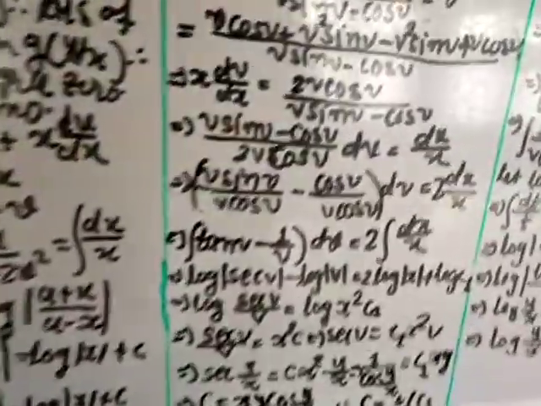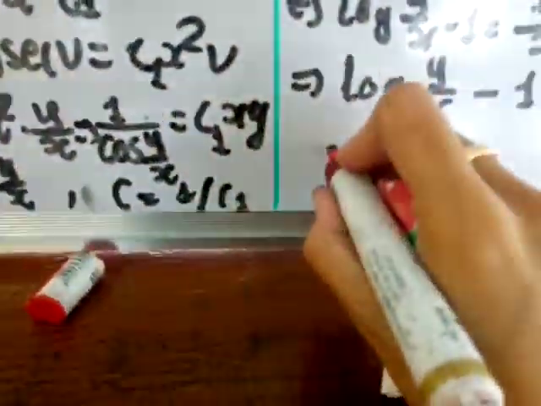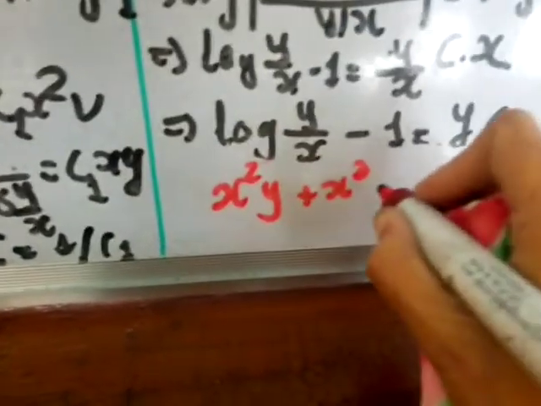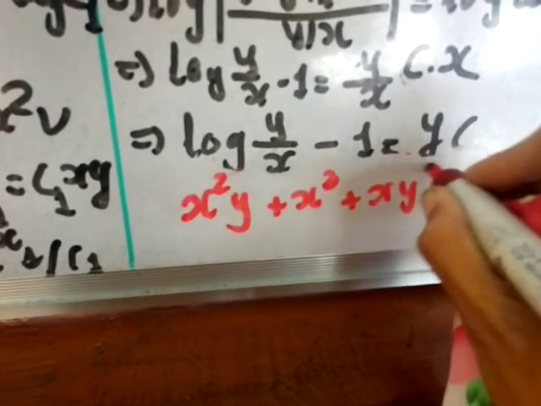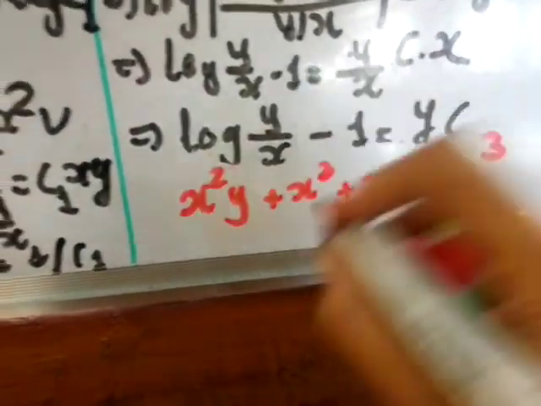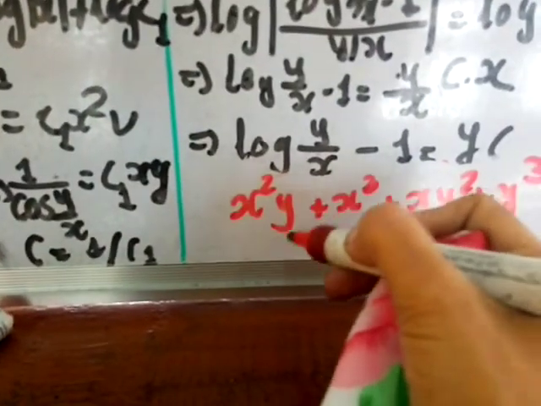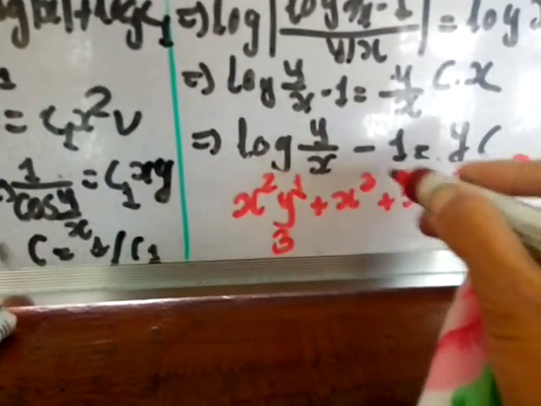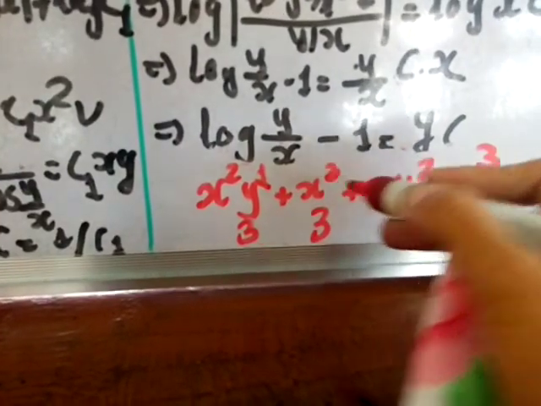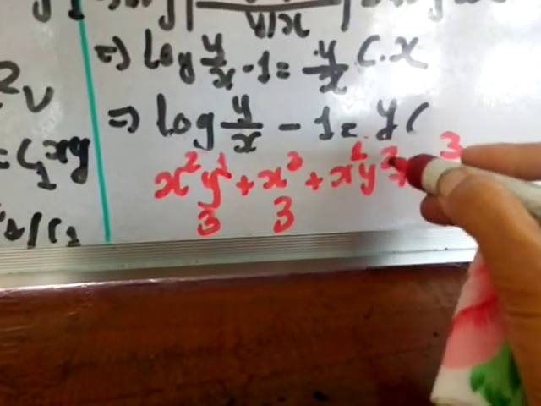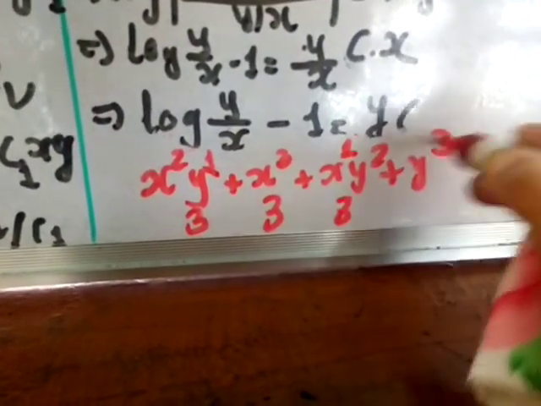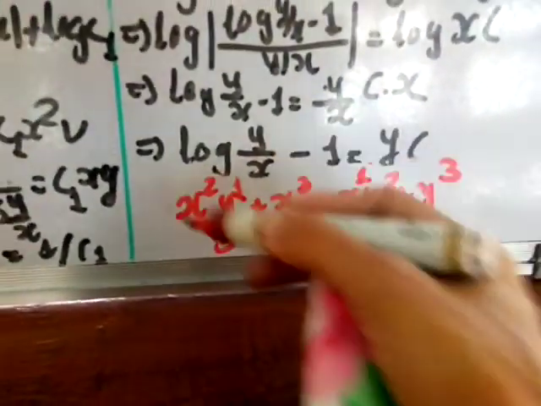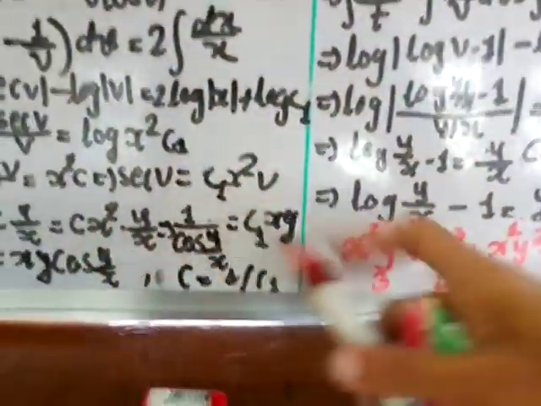For example, if you have got a function of the form x square y plus x cube plus x y square plus y cube, you have to see each individual term. Now x square and y power 1, so individually the power of this term is 3, 2 plus 1. The power of this term is 3 because x cube. The power of this x power 1 plus y power 2, so the total power is 3. And y cube means the total power is 3. So here each term has the power 3. So this kind of function we call a homogeneous function.